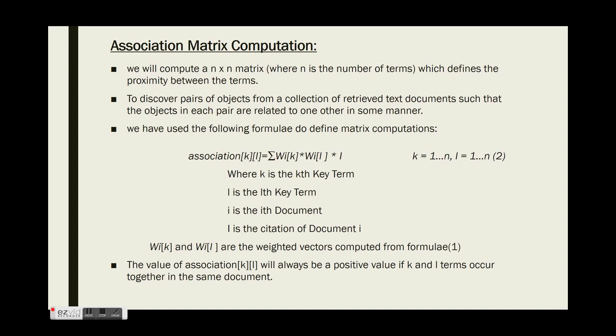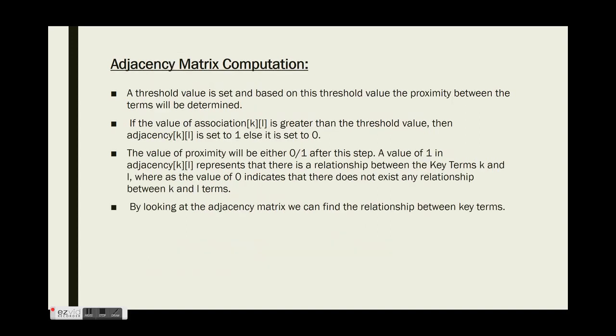So k is the kth key term and l is the lth key term, and small i is the ith document. So the value of association of k,l is positive if there is a relation between the key terms, or else it's 0. So then next step is finding the adjacency matrix.